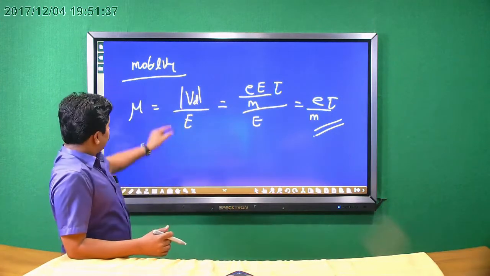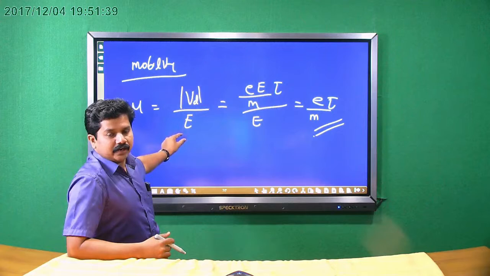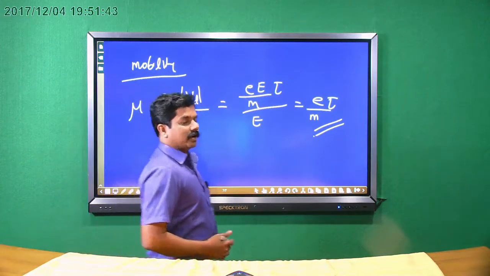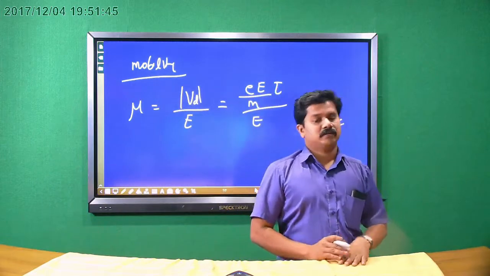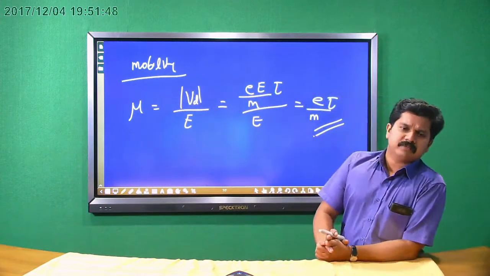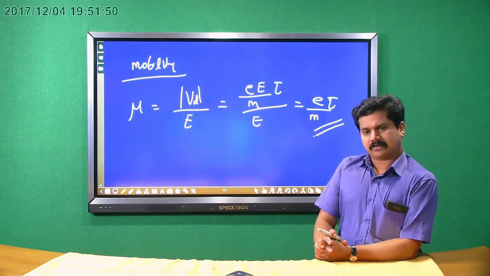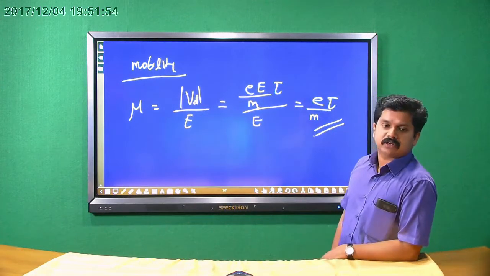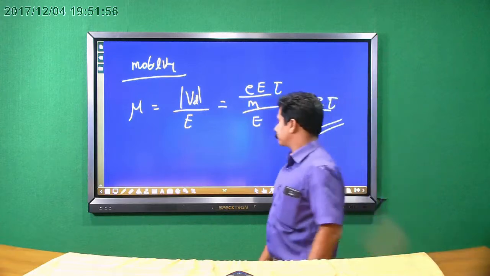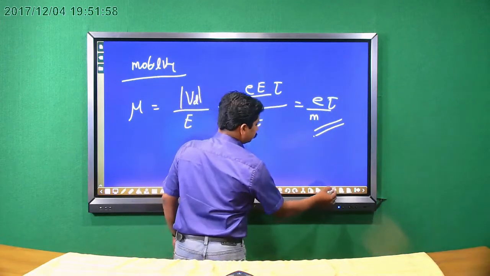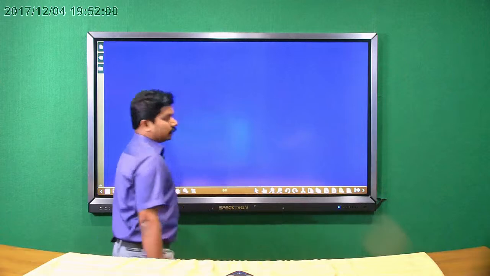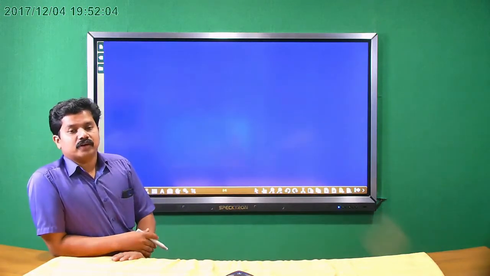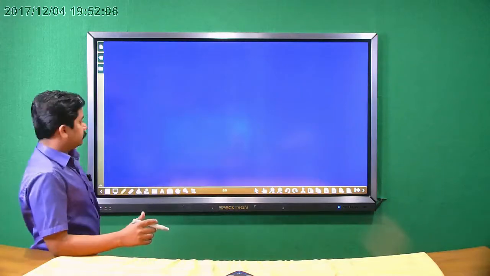The ratio of the drift velocity to the electric field, that is called the mobility of the electron, or mobility of the charge carriers. So for any charge carriers, mobility means drift velocity to the electric field. Okay. So here e tau by m will be the expression for the mobility. Now we need an expression for the relation between the intensity of the current and drift velocity.